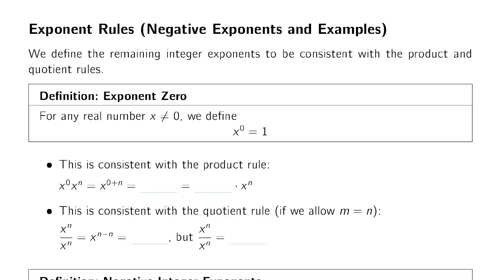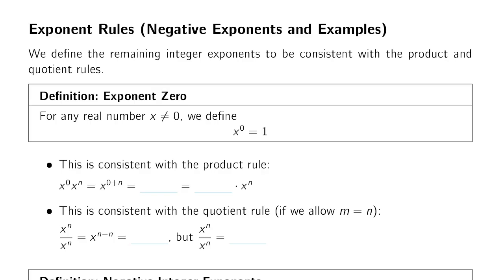the remaining integer exponents so that the product of powers rule and the quotient of powers rule continue to apply. So for any number that's not 0, we have to define x to the 0 to equal 1, because that's what it takes to be consistent with the product of powers rule and the quotient of powers rule.